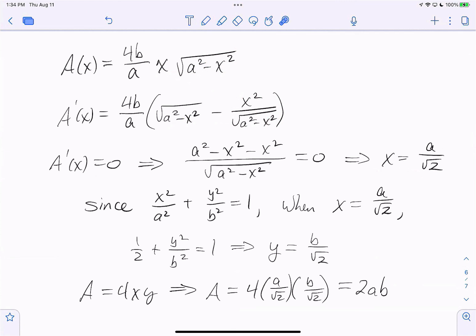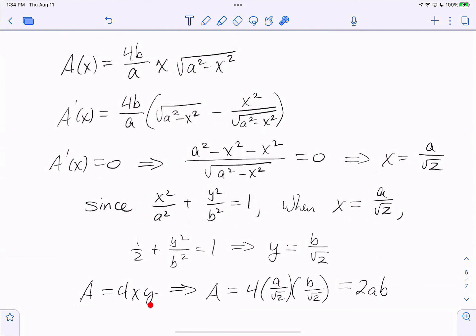Now, our area was 4xy. I have x, I need y. We have our constraint. X squared over a squared plus y squared over b squared equals 1. So when x is equal to a over the square root of 2, it turns out y is equal to b over the square root of 2.